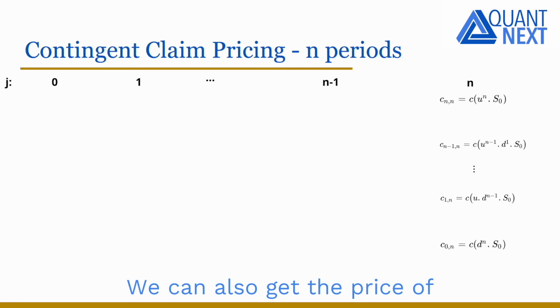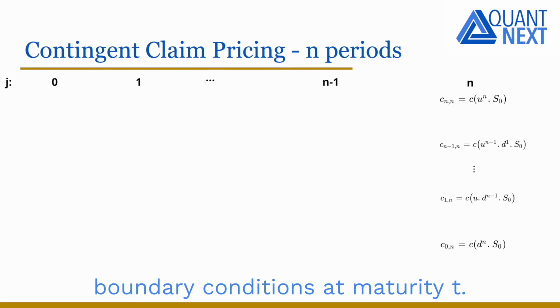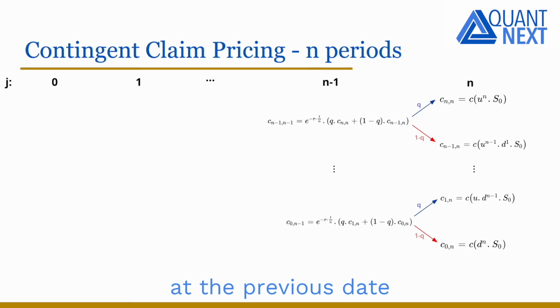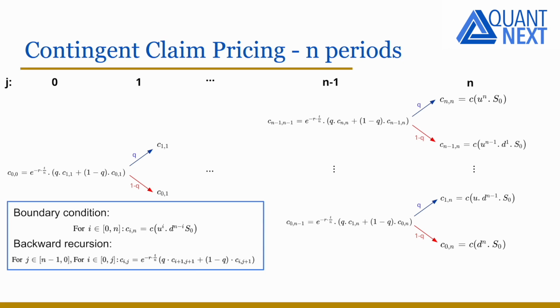We can also get the price of the contingent claim with a backward recursion. We start with the n plus 1 boundary conditions at maturity T. Then we deduce the n prices at the previous date, and we continue until j equals 0. For j equal to n minus 1 to 0, we deduce the price at j from the price at j plus 1 with the following backward recursion.